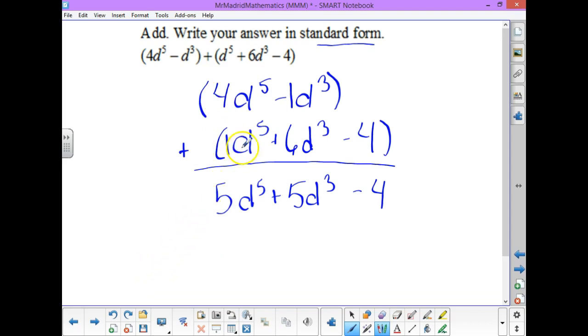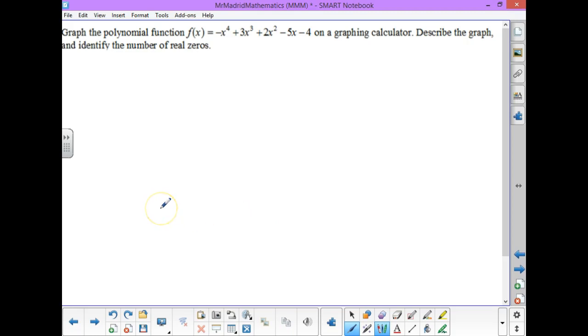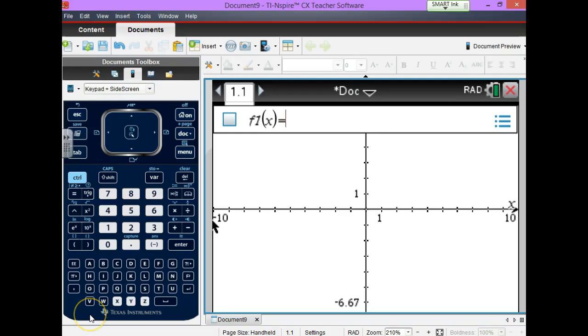Alright, they wanted it in standard form, so I need to check that my exponents are from largest to smallest in that decreasing order. Okay, so 5, 3, and I'm safe. Alright. Next, graph the polynomial function on a graphing calculator, describe and identify the number of real zeros. Alright, let's see if we've got the calculator up and running.